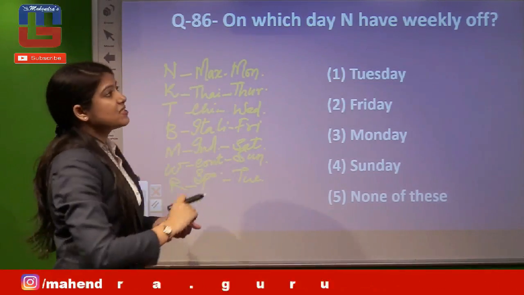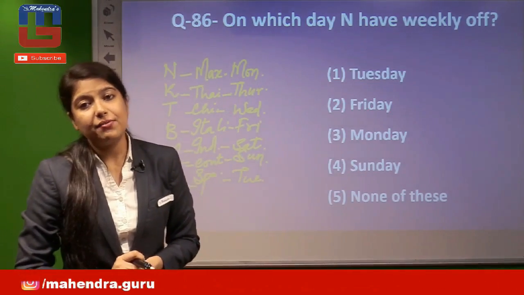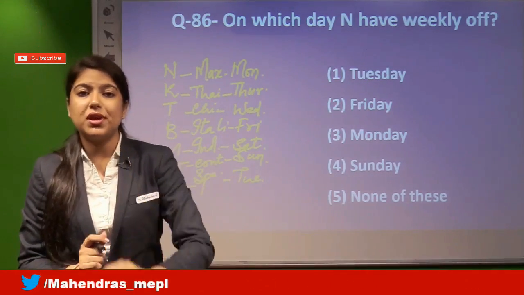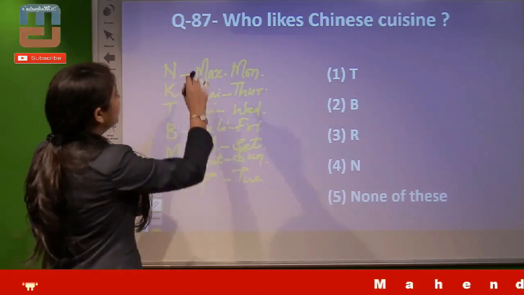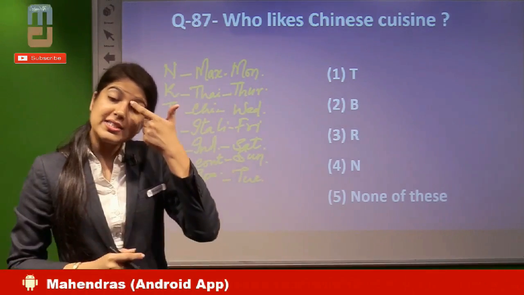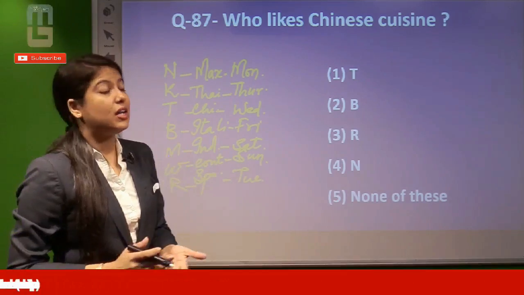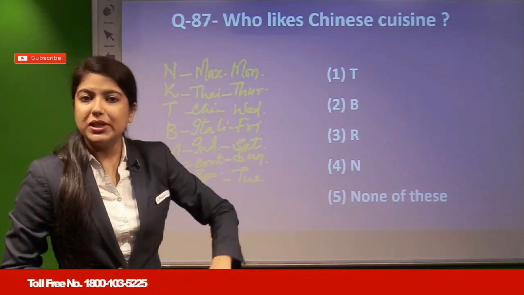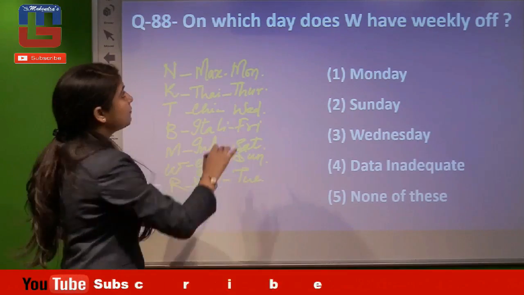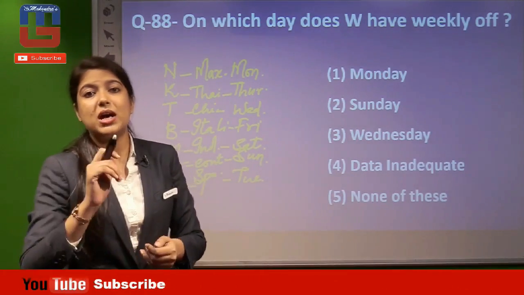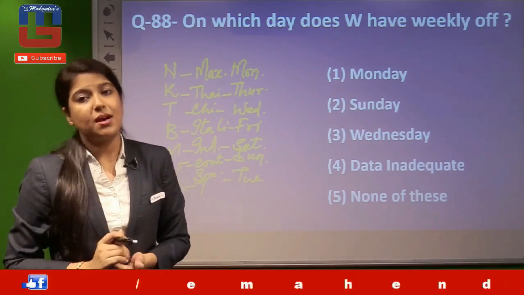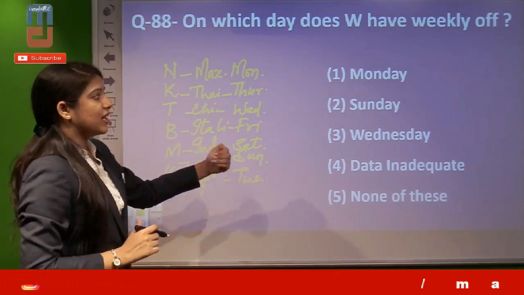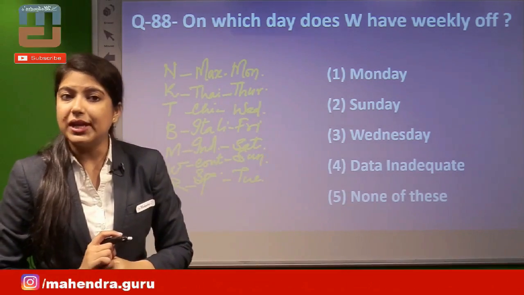Question number 86 asks on which day N has a weekly off. N has the weekly off on Monday, so option number 3 would be the answer. Then for question number 87, who likes Chinese cuisine? T, B, R and none of these. Here Chinese cuisine is for T, so option number 1 would be the answer, right? Now question number 88 asks on which day W has a weekly off. W has the weekly off on Sunday, right? So option number 2 would be the answer.